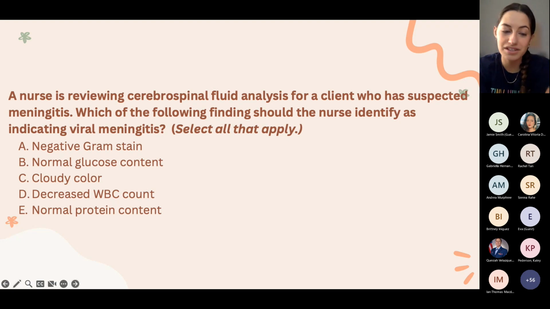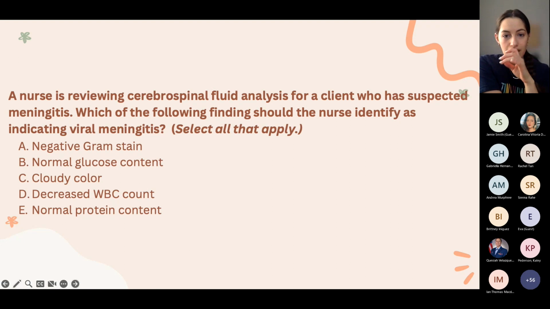All right, so let's go over this one. The correct answer for this is A, B, and E. So for C, you wouldn't expect it to be cloudy. You would expect it to be clear. And then for E, you expect the protein to be normal. For D, D is not correct because you would expect the white blood cell count to be normal.